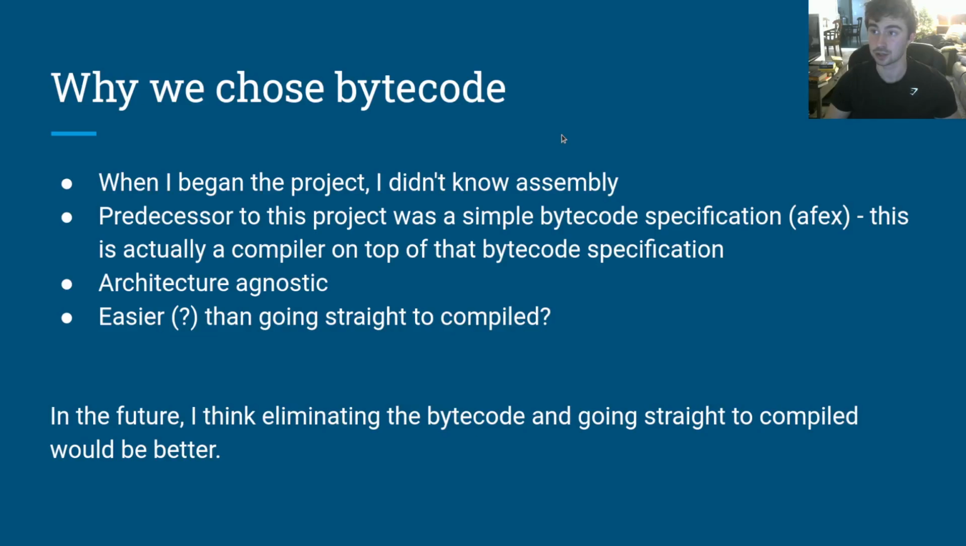So this really is a compiler on top of a previous bytecode specification that I wrote. If there is a silver lining to this at all, it's that it's architecture agnostic. So a program that you write on a 64-bit machine could work on an ARM machine or something like that. But that is maybe not as big of a benefit as it sounds. Finally, it was just much easier for me to create this than going straight to compiled. However, in the future I would want to eliminate the bytecode and go straight to making a compiled language, because that just seems to make more sense today.